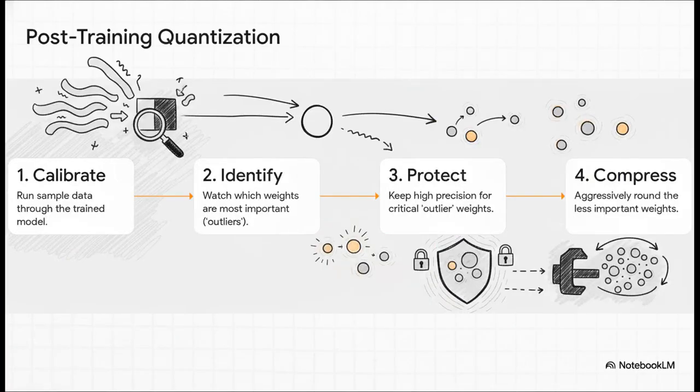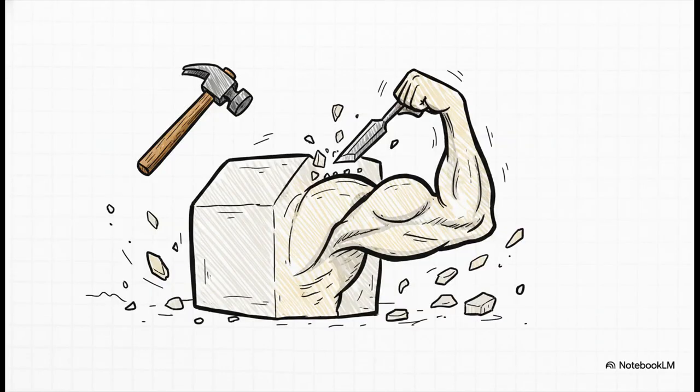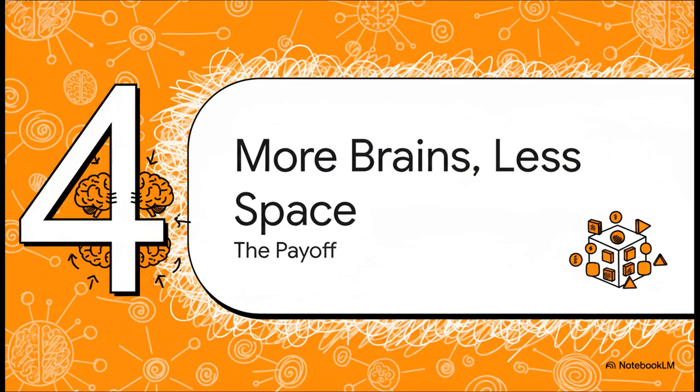The answer is this really clever process called post-training quantization, or PTQ. And you should think of it less like rounding and more like surgery. First, you calibrate it by running some sample data through the model. As you're doing that, you identify the most important numbers, the outliers. Then you protect those critical weights, keeping their precision high. And only then do you go in and aggressively compress everything else. Ultimately, it's about trimming the fat, not the muscle. You're intelligently cutting away the parts that take up space but contribute less, all while preserving the core strength of the model. It's smart.